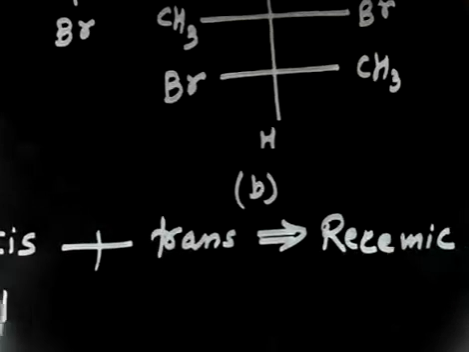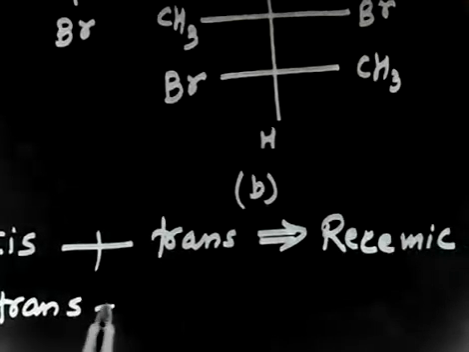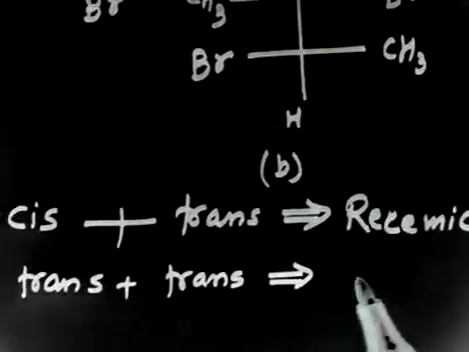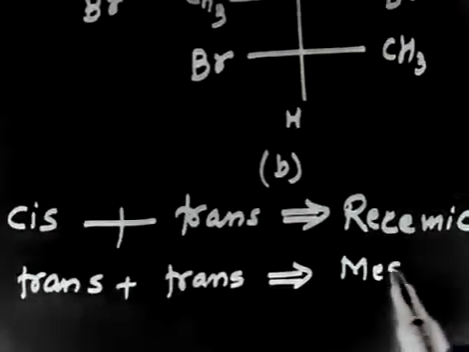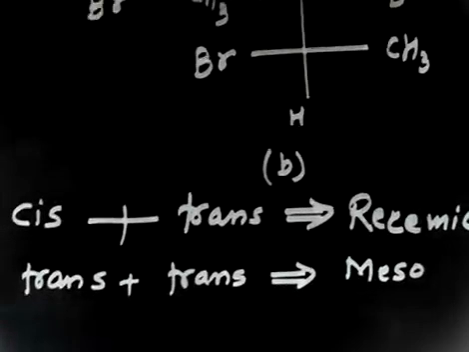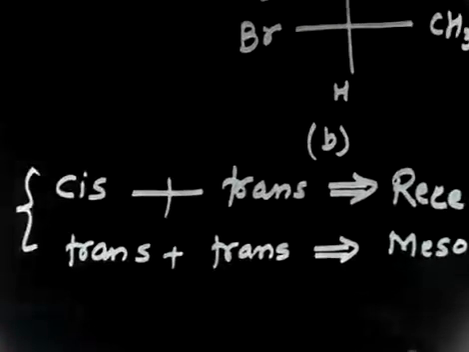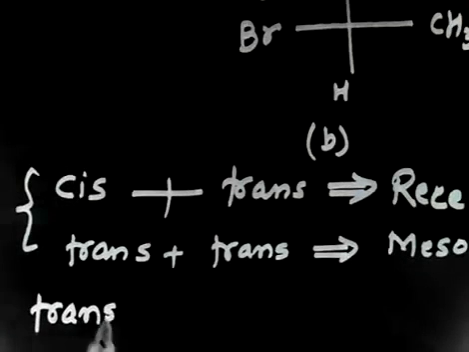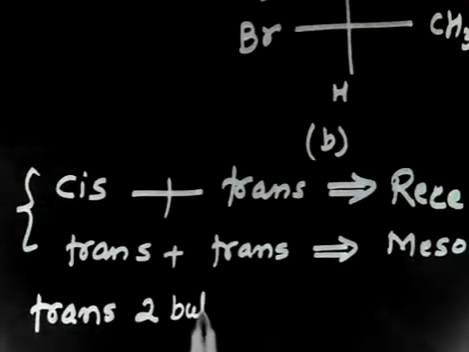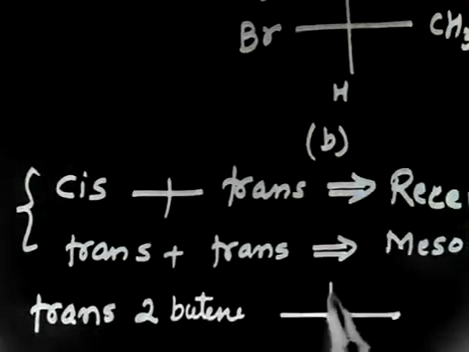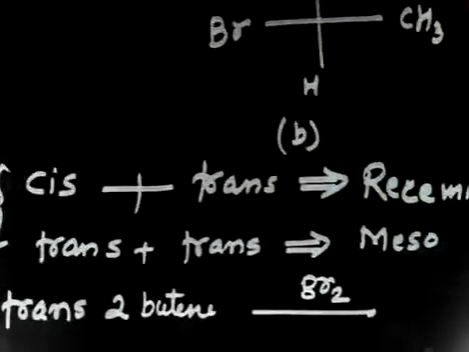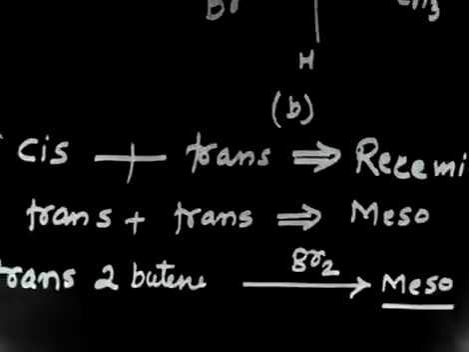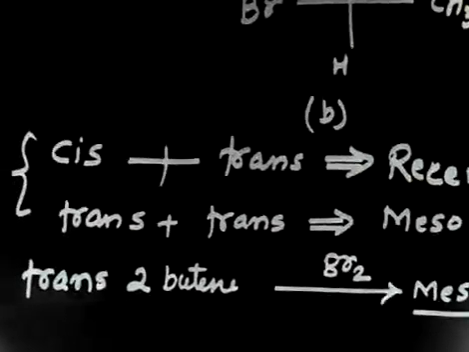Now if I have trans, and addition is also trans, in that case the product will be meso. So this means if somebody asks about trans-2-butene, addition of bromine, what will be the product? Of course in this case the product will be meso, because addition is trans and the compound is also trans, so the product will be meso.